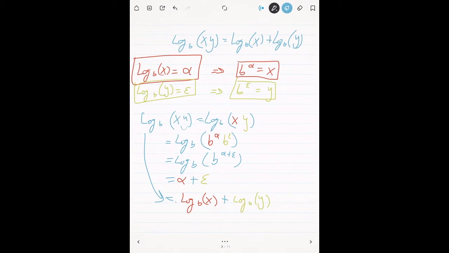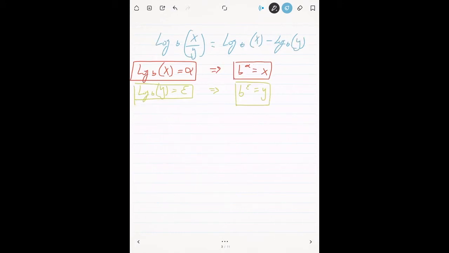Let's use a similar argument, but this time for x divided by y and subtraction. Now in this property, we have a similar understanding, except instead of working with x times y, we have x divided by y. And instead of having the logarithms be the sum of the two, we're going to subtract the two logarithms. Well, we can use an almost identical argument to this.